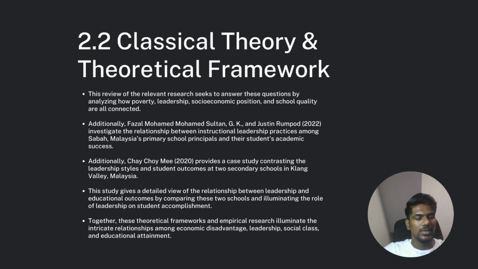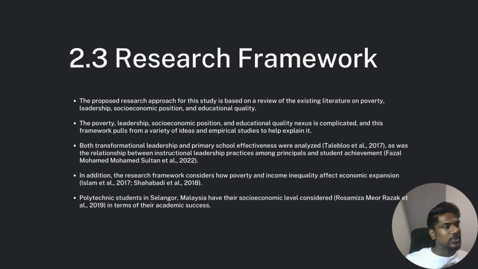So for this part, we'll be talking about the classical theory and the theoretical framework. This section reviews relevant research to examine the connection between poverty, leadership, socioeconomic position, and school quality. Studies by Faisal Mohammed and Mohammed Sultan in 2022 and Cha Joy Me in 2020 provide insight into the instructional leadership practice and the impact on the student outcomes. These frameworks and the research shed light on the complex relationship between economic disadvantage, leadership, and social class and the educational attainment. So the next one will be looking into the research framework.